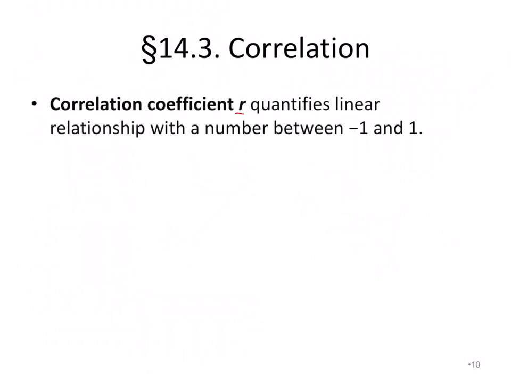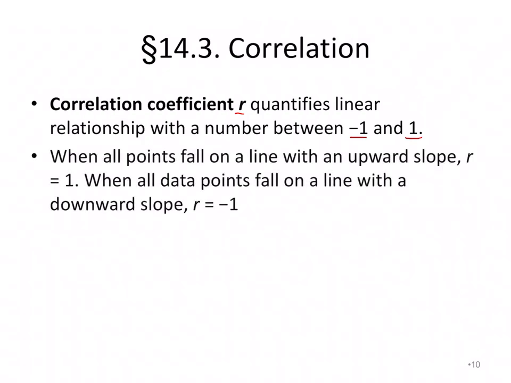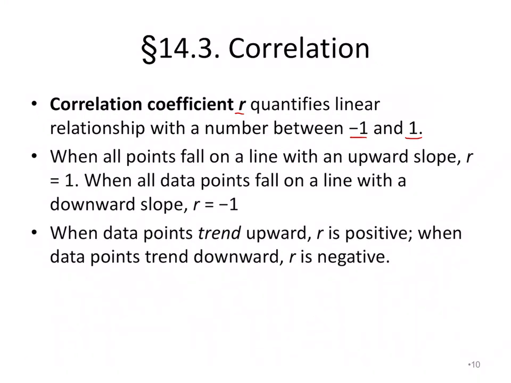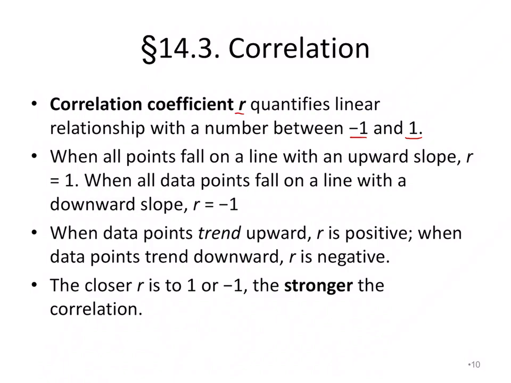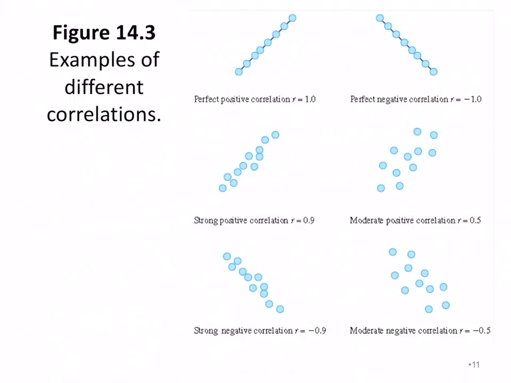So, the correlation coefficient uses R. It quantifies the linear relationship with a number between -1 and 1. You'll probably see this again. So remember that R is always going to be between -1 and 1. When all points fall on a line with an upward slope, R equals 1. When all data points fall on a line with a downward slope, R is going to equal -1. When data points trend upward, R is positive. When data points trend downward, R is negative. The closer R is to 1 or -1, the stronger the correlation is.